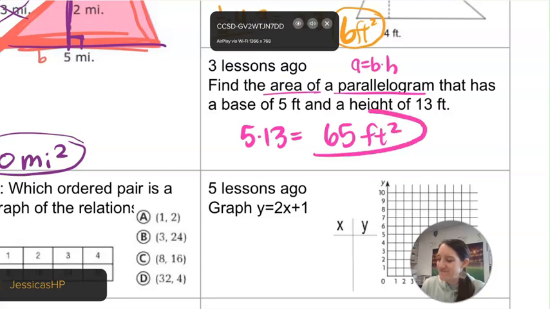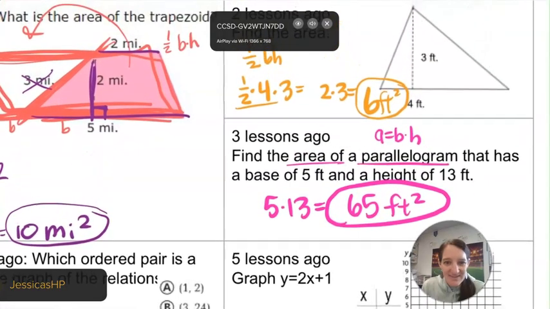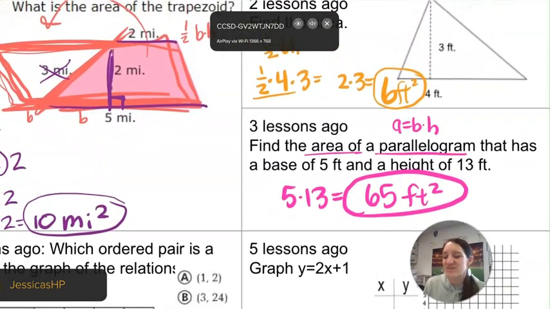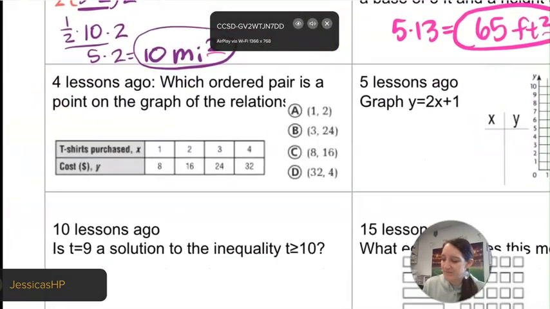Make sure you have that feet squared on those last 3. All 3 of those, our last 3 lessons have been area. So make sure you have the squared, squared, squared.